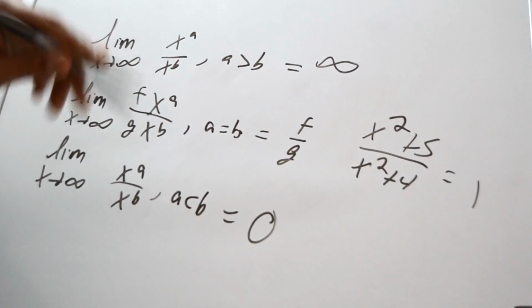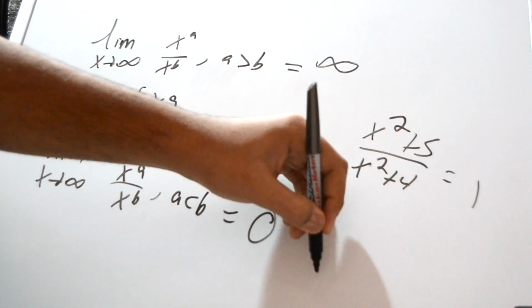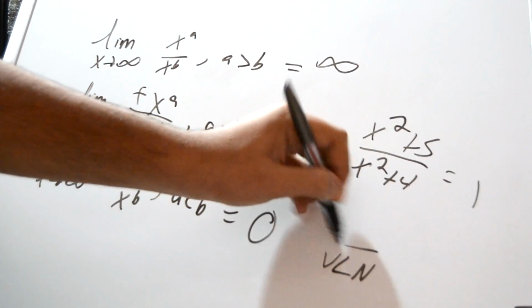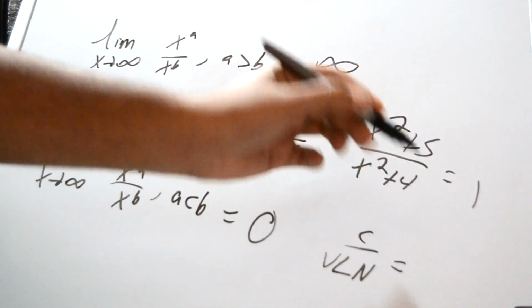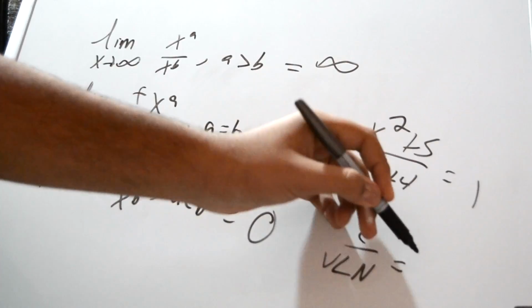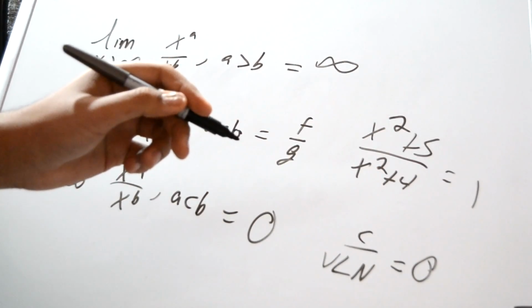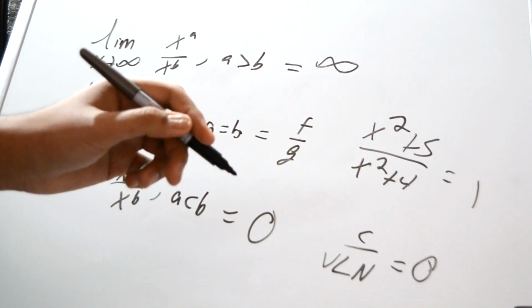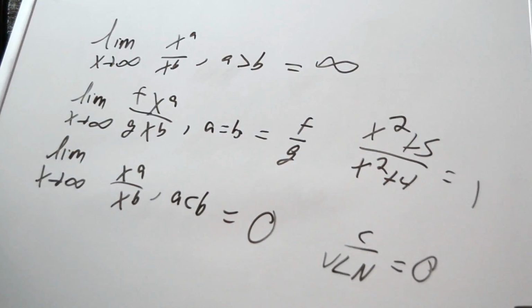And here, if the bottom is really big, so if you have a constant over a very large number, you're just going to get 0, because 1 over a million is going to be really small. So that's very close to 0. Imagine having a really big number at the bottom. You would have a very small number close to 0.